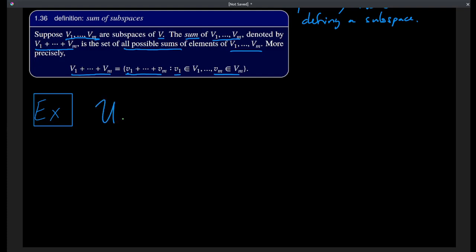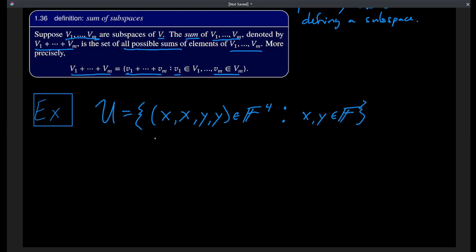So let's take U to be the subset of (x, x, y, y) in F4, so 4 copies of some field, such that x and y are just elements of F, the field. So this is all vectors in F4, 4 copies of a field, where the first 2 things are the same and the last 2 things are the same. All right, cool. Is this a subspace? Let's think about it really quick.